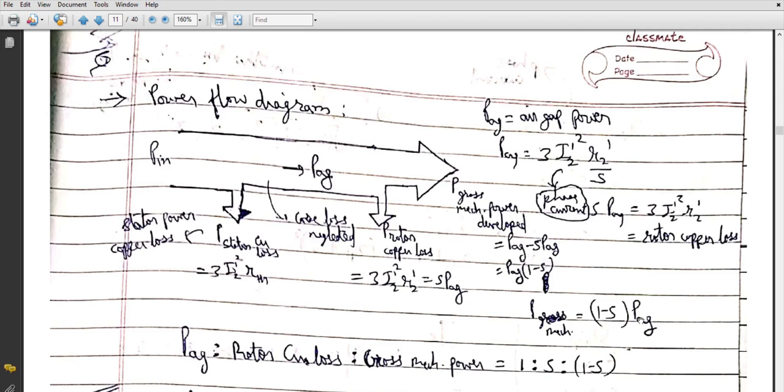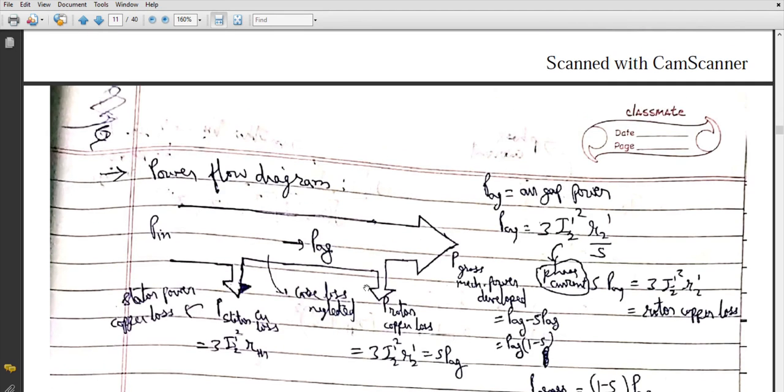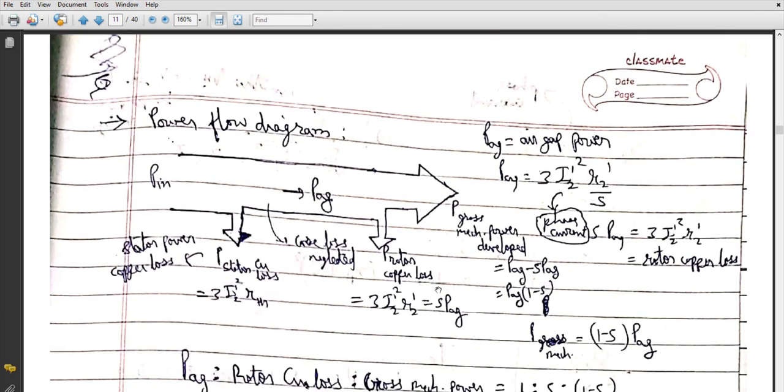So one thing you can see from this power diagram is that once you know PAG, you also know the rotor copper loss. If you know PAG and the slip, and somebody asks how much ohmic loss, how much active power loss is occurring in the rotor resistance, you can directly find it out. It is slip times your PAG. If you know this PAG, just multiply it with the slip. This much loss is occurring as rotor copper loss.